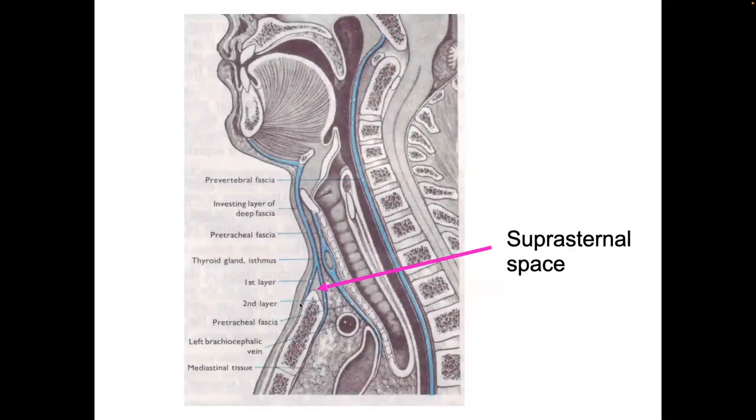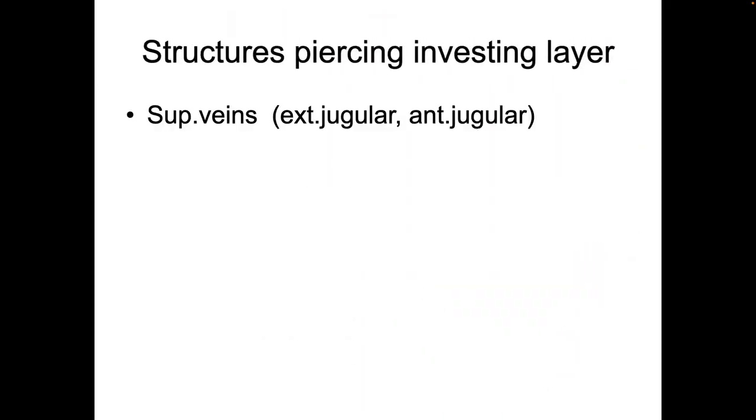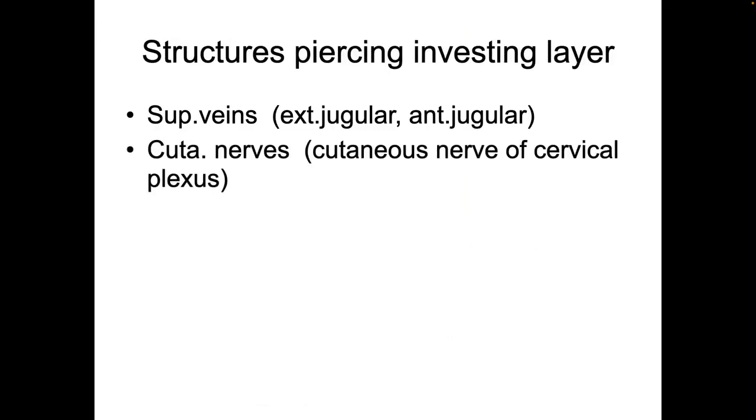Okay, this is the suprasternal space. So the investing layer of the deep cervical fascia, it encloses two spaces, suprasternal space and there is some space known as supraclavicular space, which I will show in a diagram ahead. Okay, suprasternal means above the sternum. What I am trying to emphasize is the investing layer splits into two layers. Okay, and encloses two structures which pierce the investing layer are the superficial veins, cutaneous nerves.